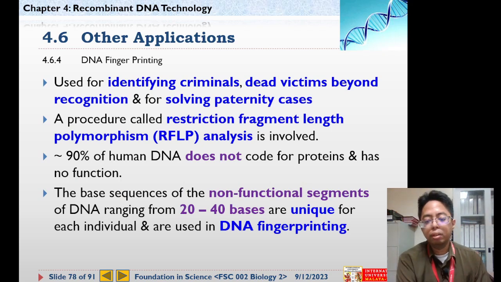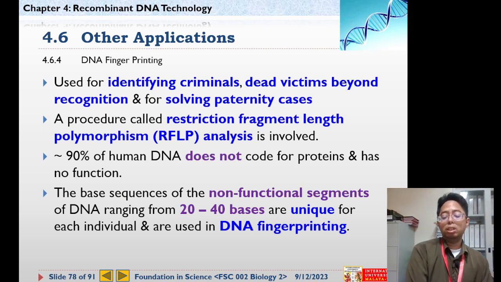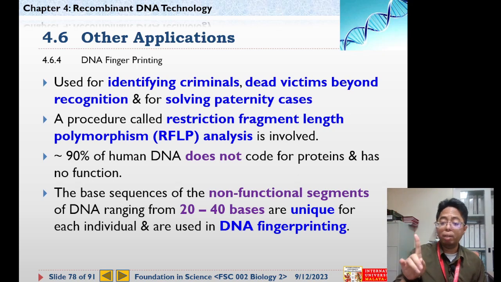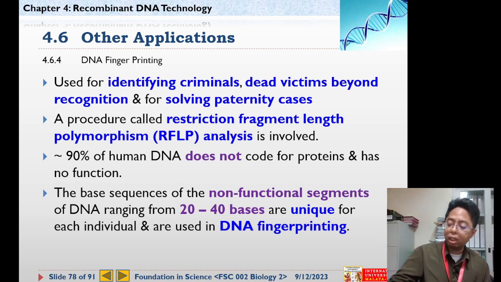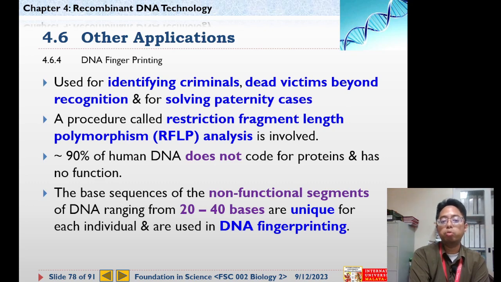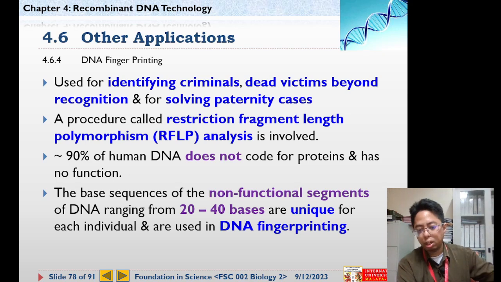DNA fingerprinting, we use it for identifying criminals and dead victims beyond recognition, like a burn victim. When you have a burn victim, or somebody who has been dead for a long time, or somebody who has been flattened, you cannot use their fingerprints anymore. You take their DNA and use it to identify the person. Other than that, it is used for paternity cases, to determine whether the child is the child of this parent or not.